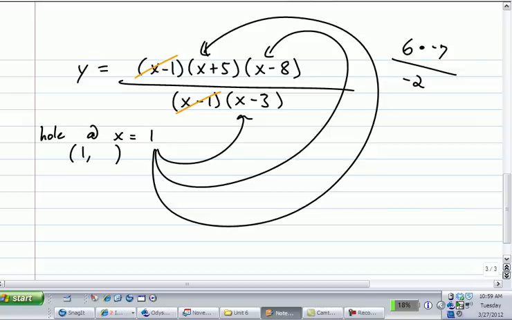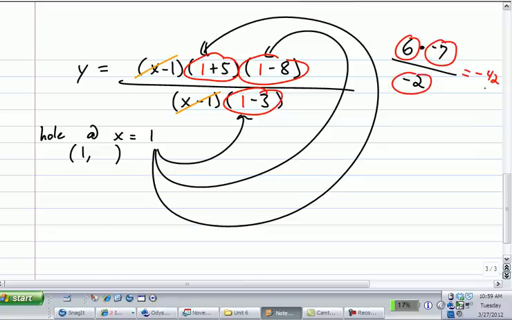Oh, you said 42. Well, what we did was we took all of the x's that remained, and if you replace them all with 1, that would be 6. That would be negative 7. So 6 times negative 7 is negative 42. And the bottom would be negative 2. 21. So that's going to give you the y-coordinate of the hole in the graph. So the hole would be at 1, 21. So on your graph, you'd go over 1, up 21, and put an open circle.